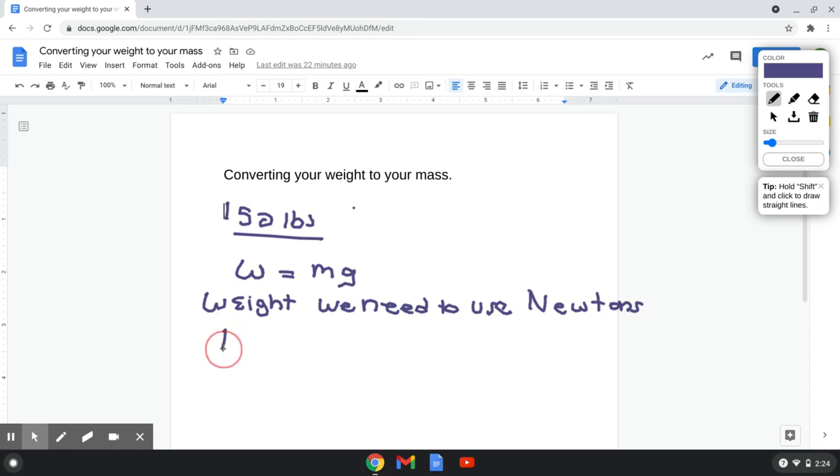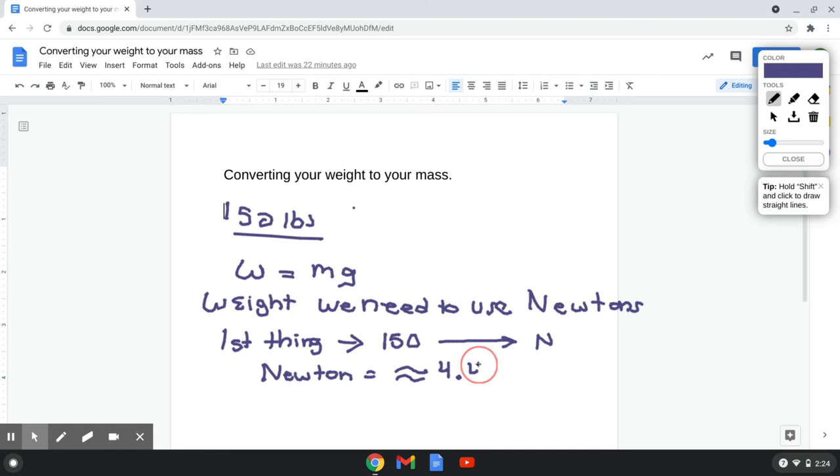The first thing, like Dr. Seuss said, is we need to take 150 pounds and convert it to newtons. This one's an easy conversion. A newton equals about 4.4 pounds. It's not exactly 4.4 pounds, but we're just going to use 4.4 pounds.